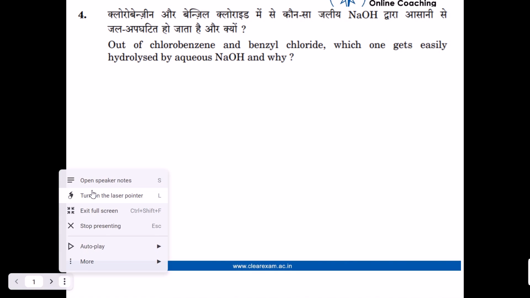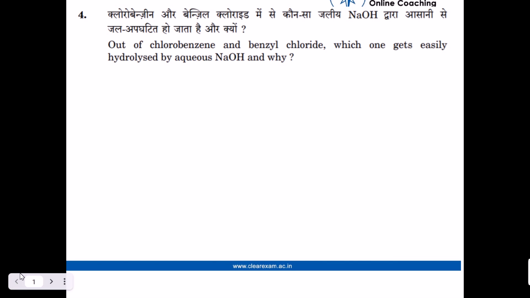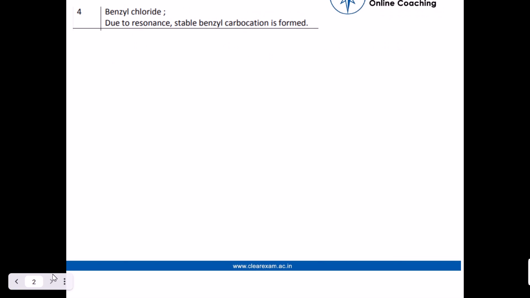So the answer is benzyl chloride. Benzyl chloride is easily hydrolyzed by aqueous NaOH, and the reason is resonance, because a completely resonance-stabilized benzyl carbocation is formed. So after reacting with aqueous NaOH, a stable benzyl carbocation is formed, due to the resonance.